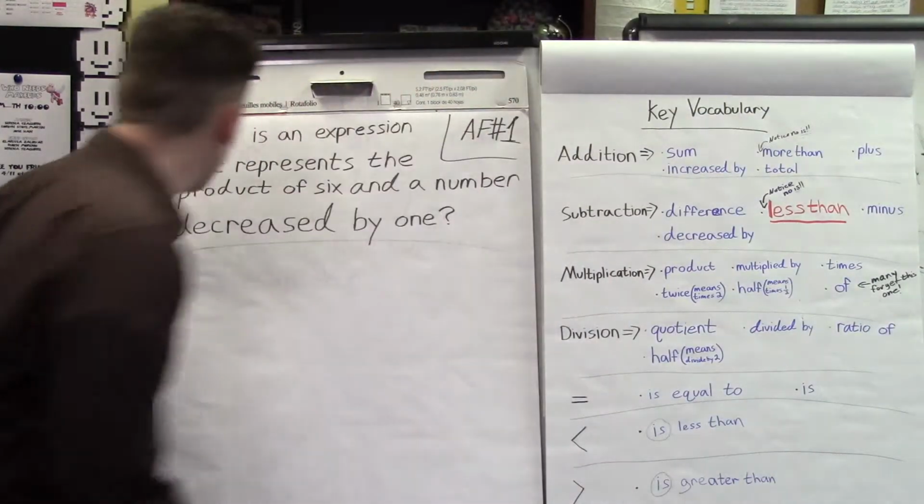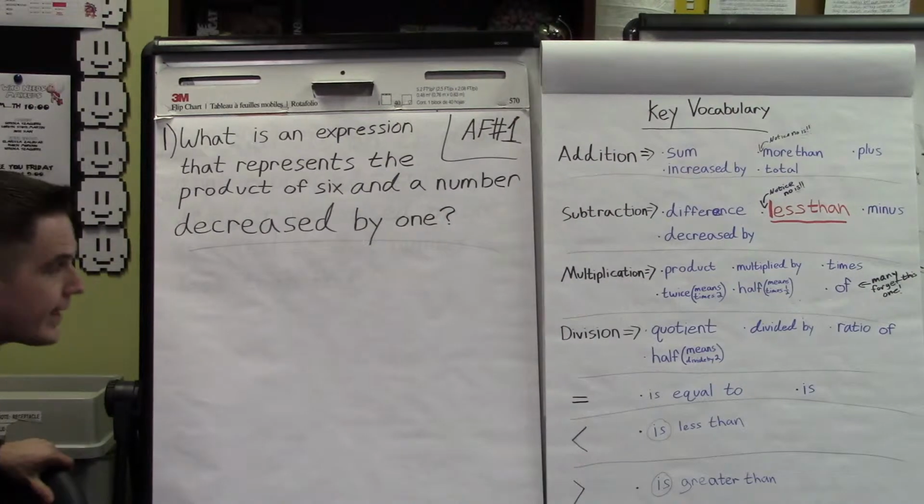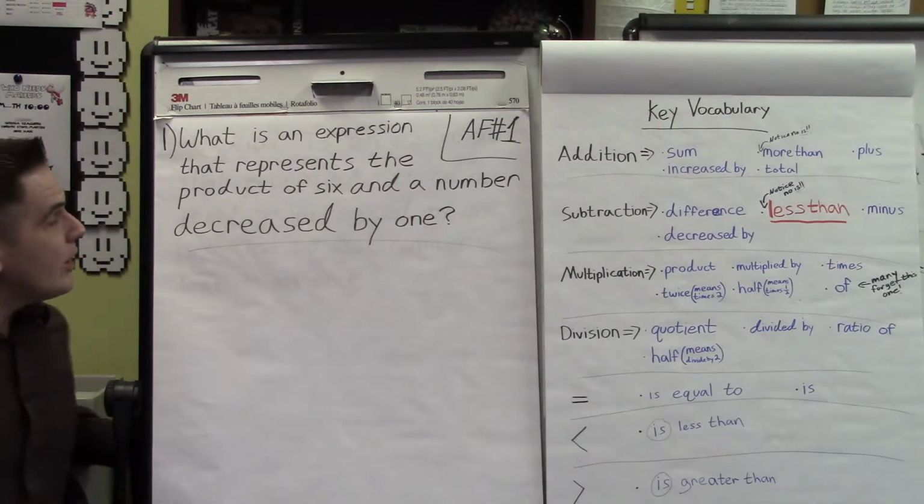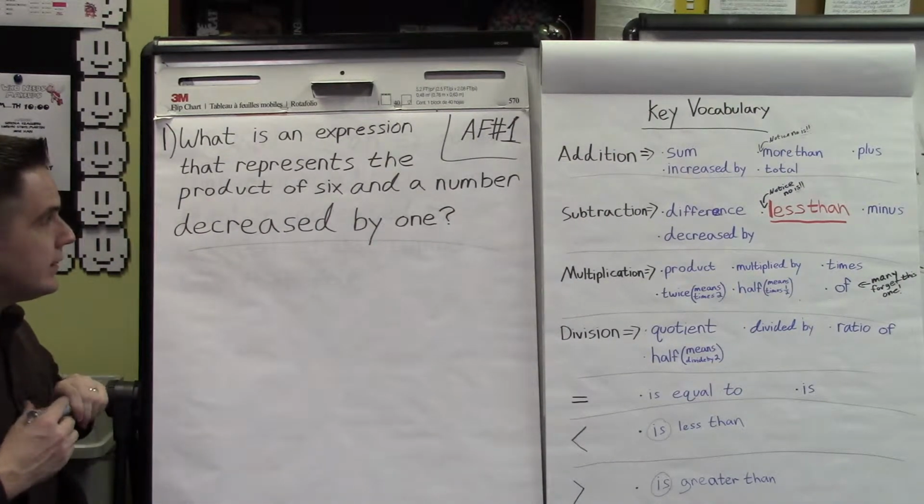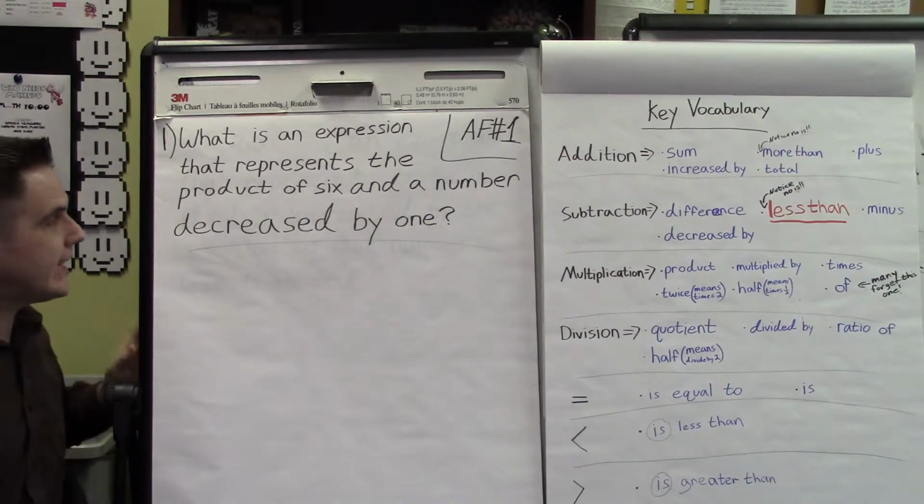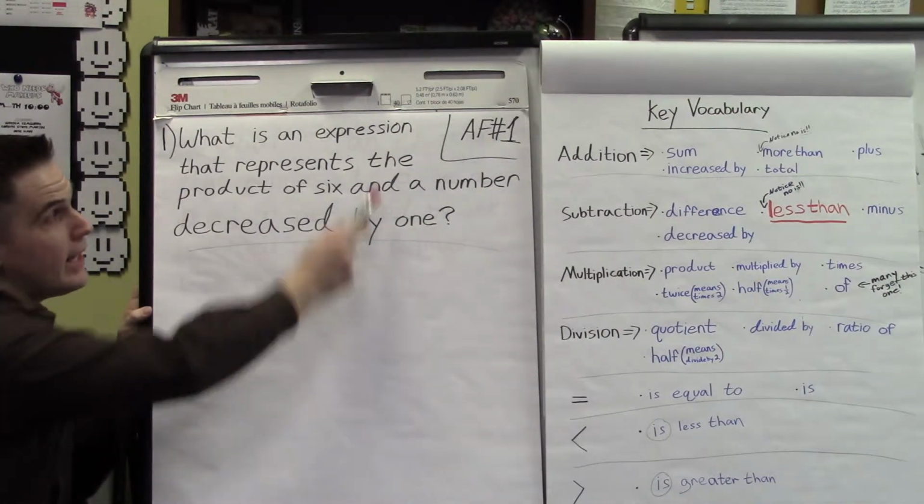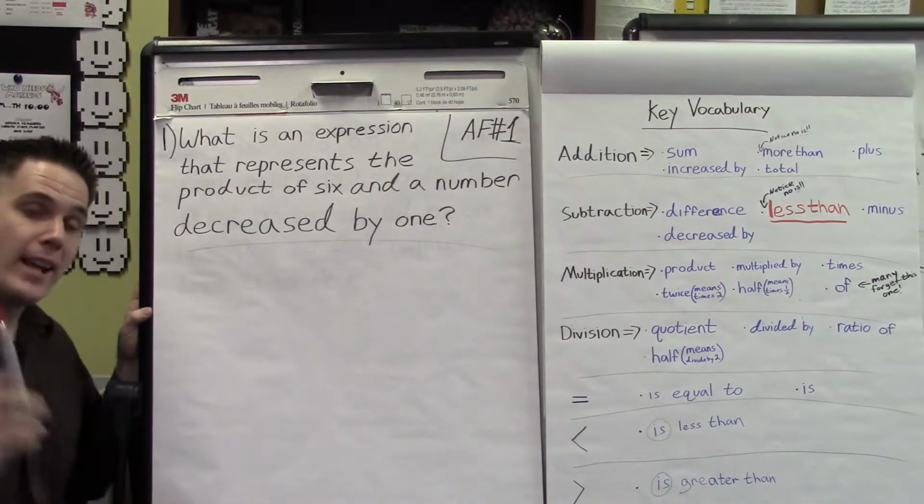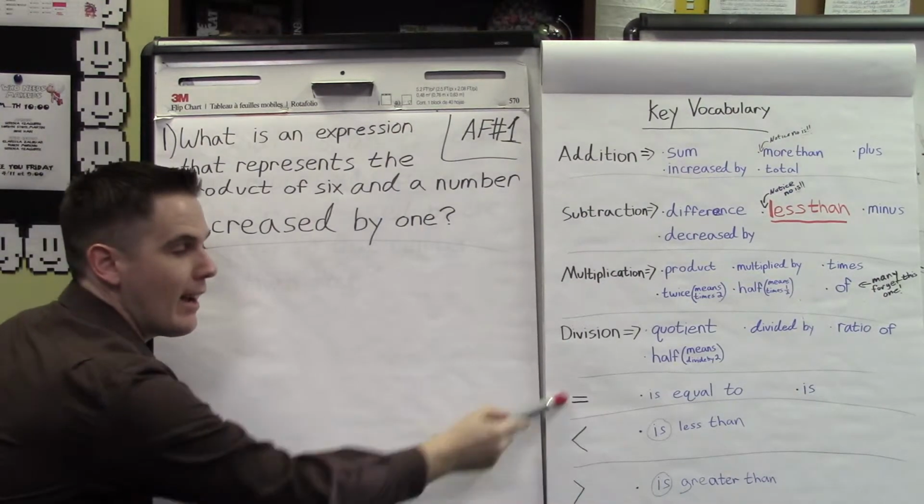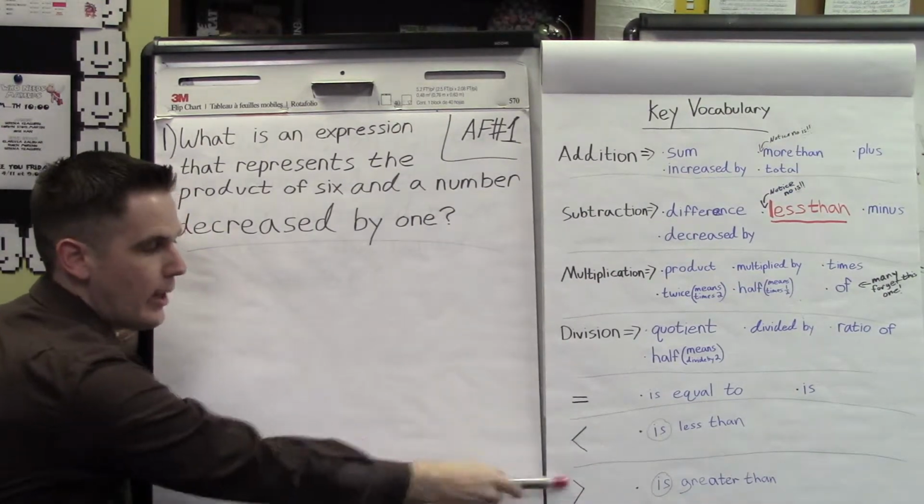So let's go back to the first problem. I'm going to cross out things as we get through them. So what is an expression that represents the product of 6 and a number decreased by 1? You see this word expression? That's telling you you're not going to have one of these. No equal sign, no inequality.